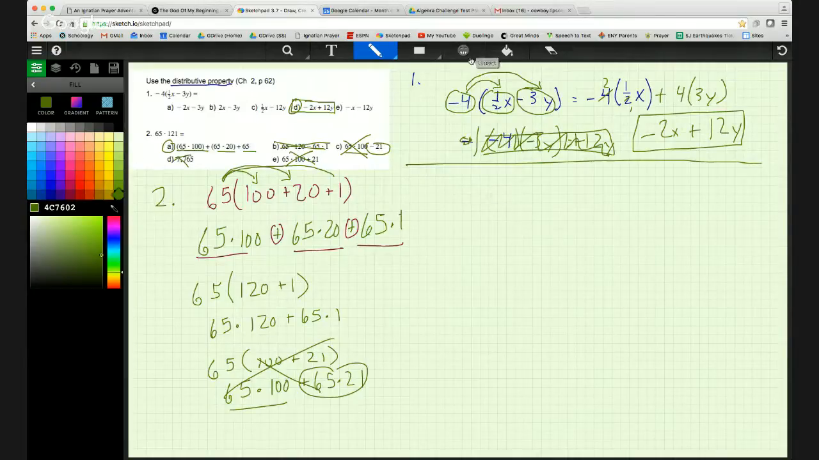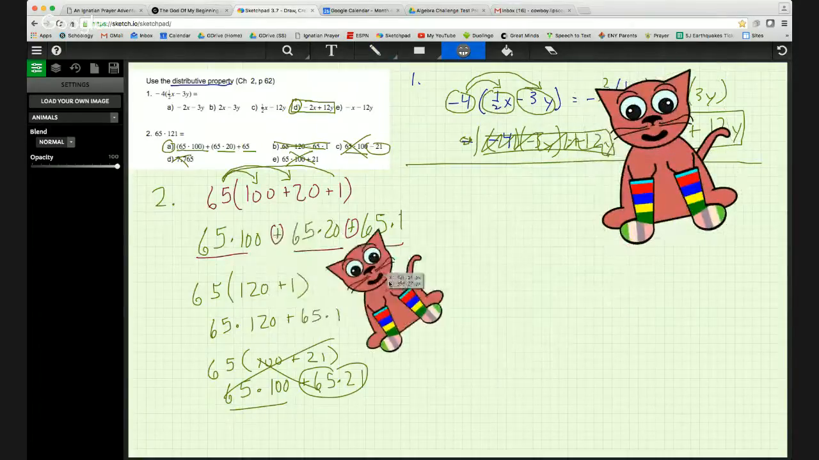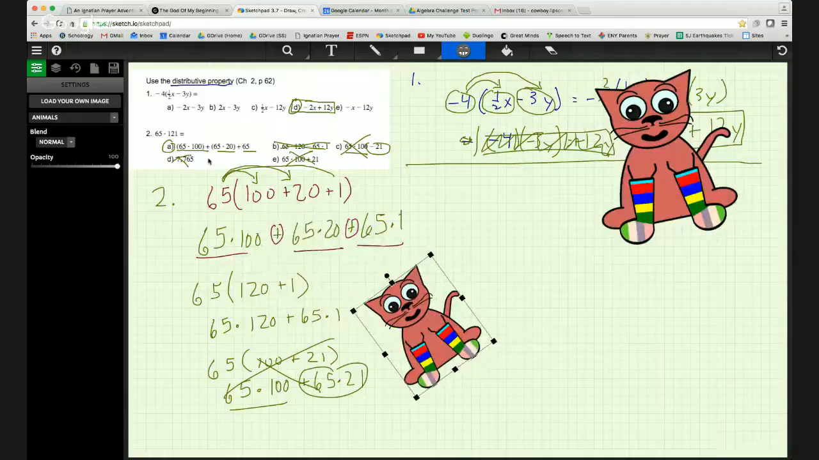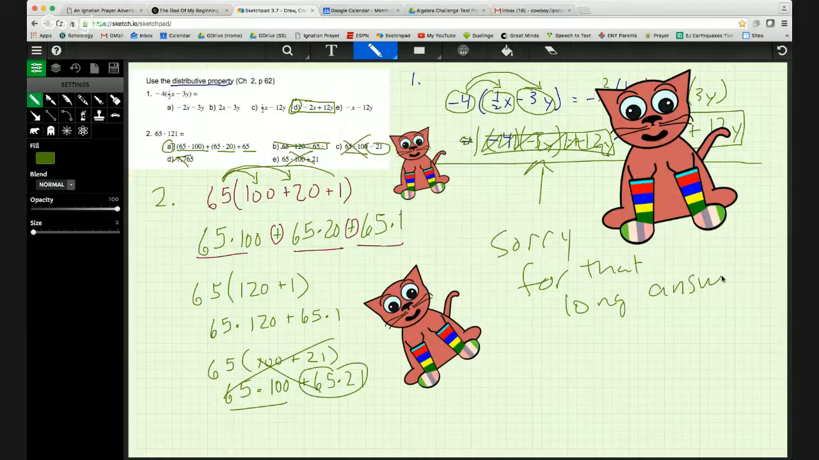So let's take a little victory here, give us 2 happy cats, and we're going to move on now to number 3 and number 4. Hopefully, I apologize, I'm sorry for that long answer. We'll do a better job on number 3 and number 4.